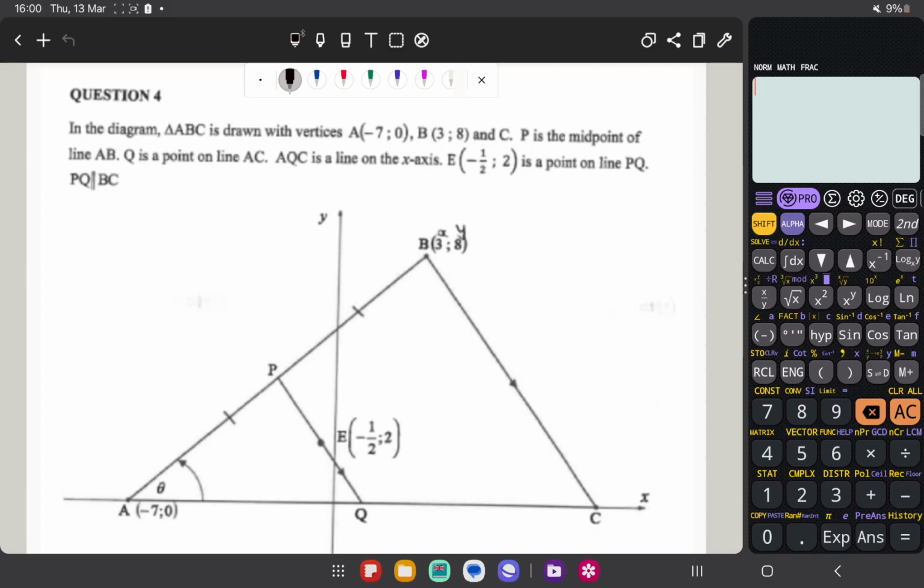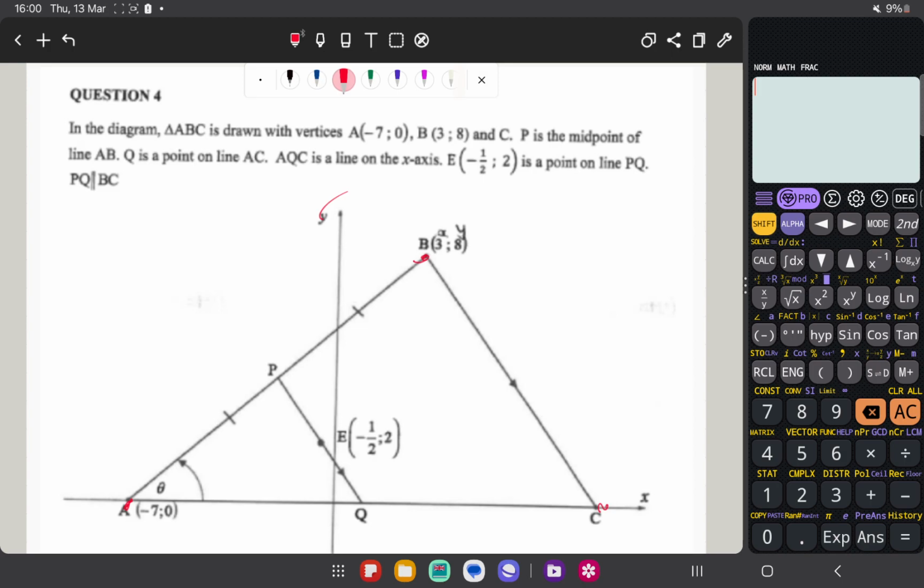This is the first question, meaning the first part of the video. Let's get started. They say in the diagram, triangle ABC. So this is A, this is B, this is C. Triangle ABC is drawn with the vertices A, and they gave the coordinates of A, B, C. For C, we don't have any coordinates. For B, we do have.